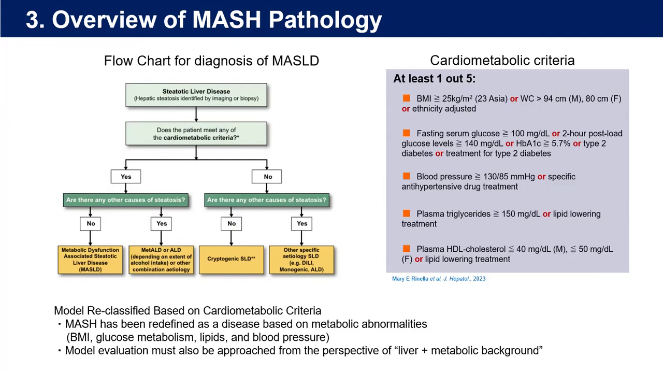There's a key point to note here. The criteria include so-called cardiovascular indicators, such as blood pressure and lipids. This means that MASLD is not just a liver disease, but is also classified as a disease based on systemic metabolic abnormalities, that is, as part of cardiometabolic disease.